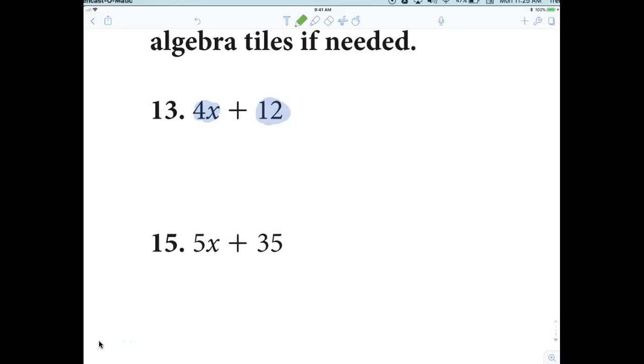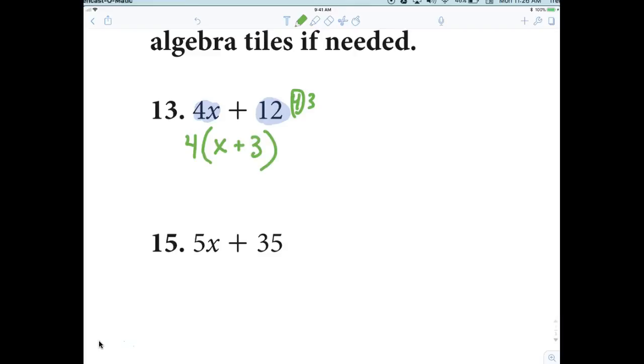That's the greatest common factor. Now we have to finish it off by saying what was left behind. If I pull the 4 from 4x, what's left? The x. That's exactly right. Now remember, 12 was 4 times 3. So if I pull out the 4, what's left? So it would be x plus 3.